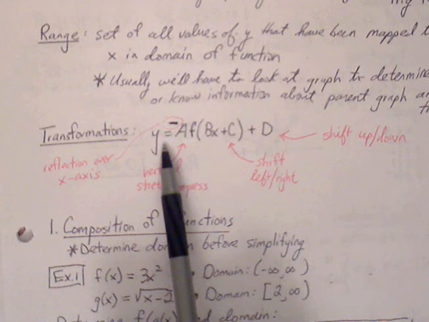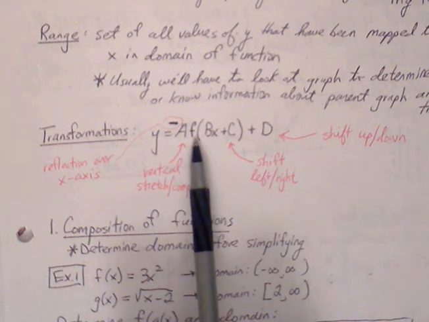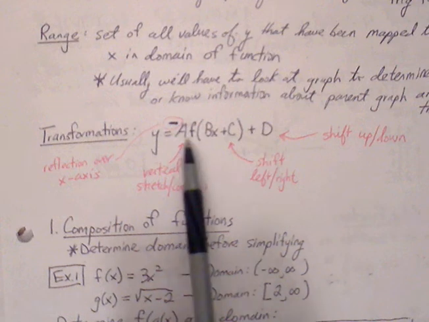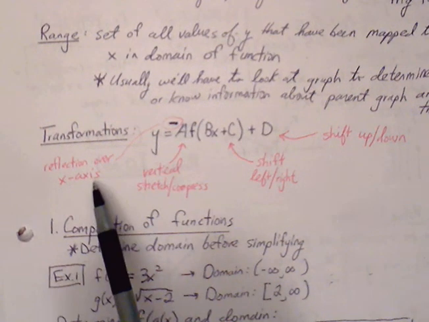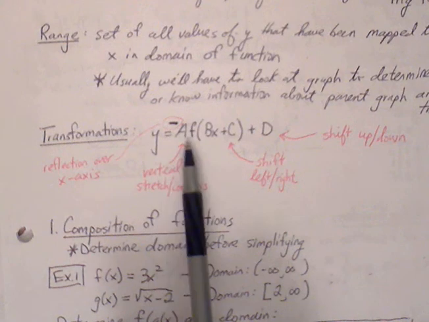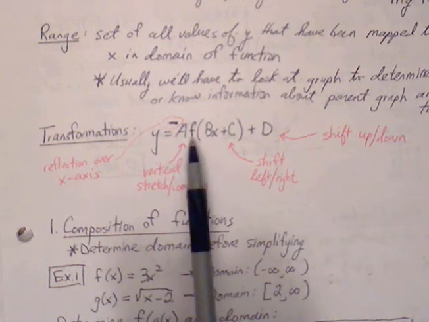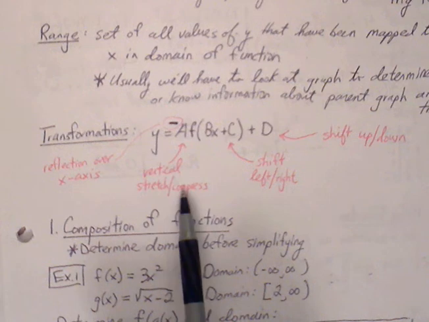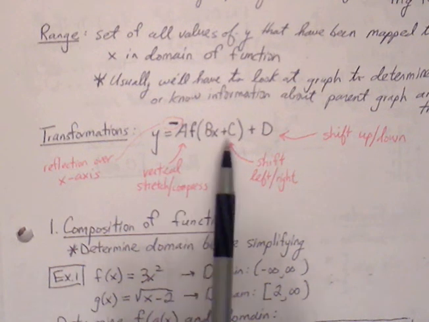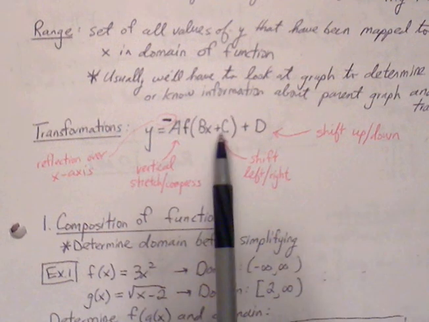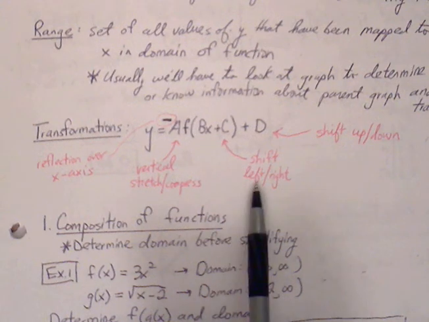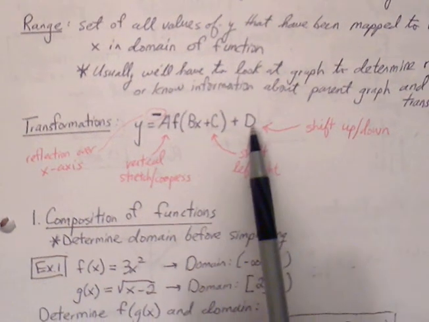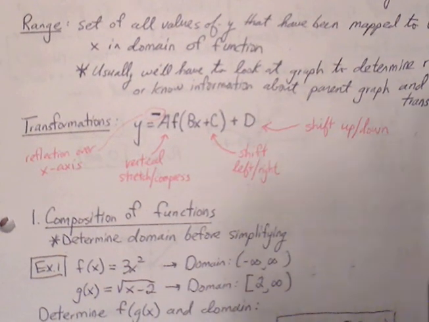If I have a function in the form of a times f of bx plus c plus d, anything that is negative out front will indicate reflection over the x-axis. Any value that is being multiplied by the function, represented by a, will represent vertical stretch or compression. Any values that are being added or subtracted within the function are going to be indicative of the graph shifting left or right. And then any values outside are going to indicate that the graph is going to shift up or down.